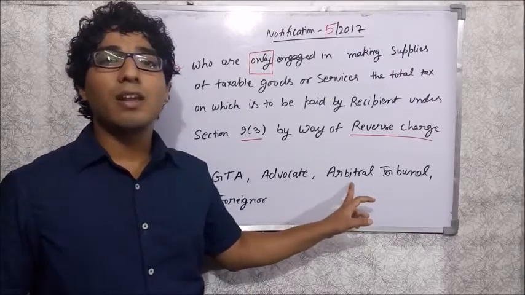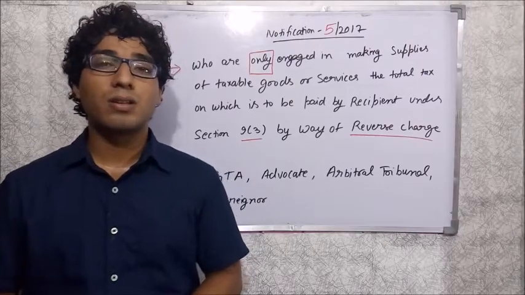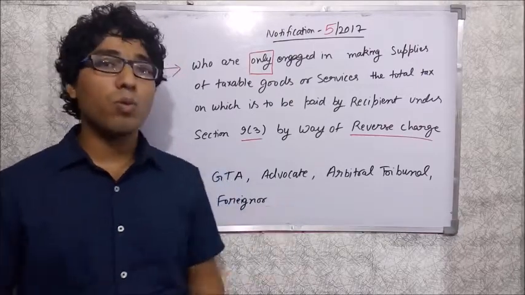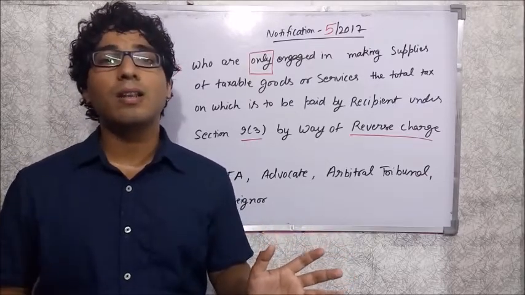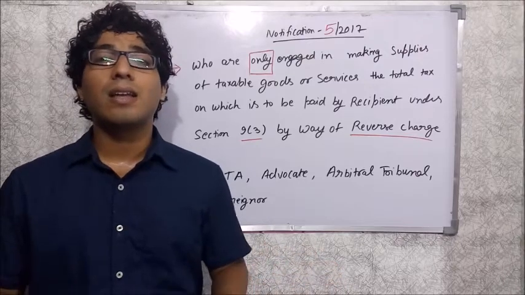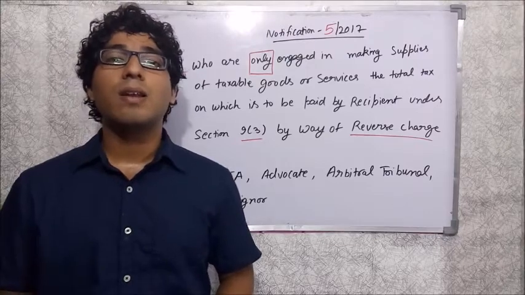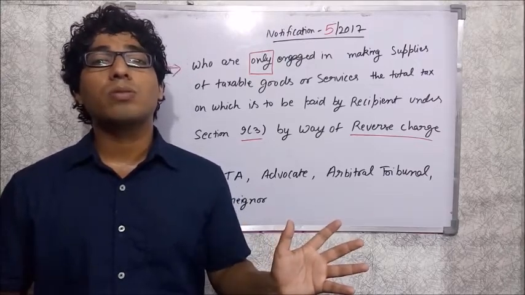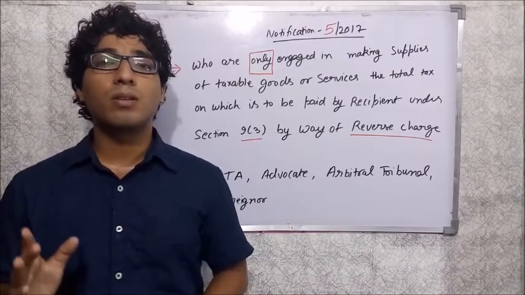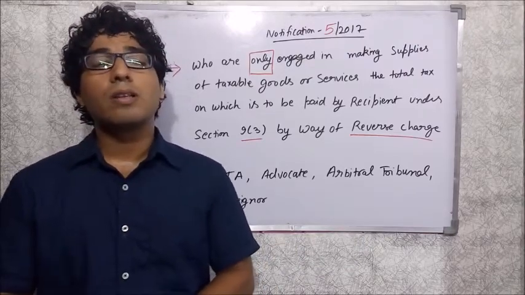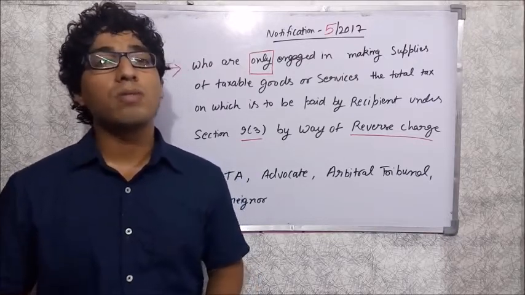Similarly, arbitral tribunals are also exempted under section 23 subsection 2, and likewise the foreigner who is located outside India supplying to a person who is located in India, where the place of supply is in India, because that will be taxable and GST will be payable by the recipient. So in that case, the foreigner who supplies goods or services need not take registration under GST under section 23 subsection 2, read with notification number 5/2017 of 19 June 2017.